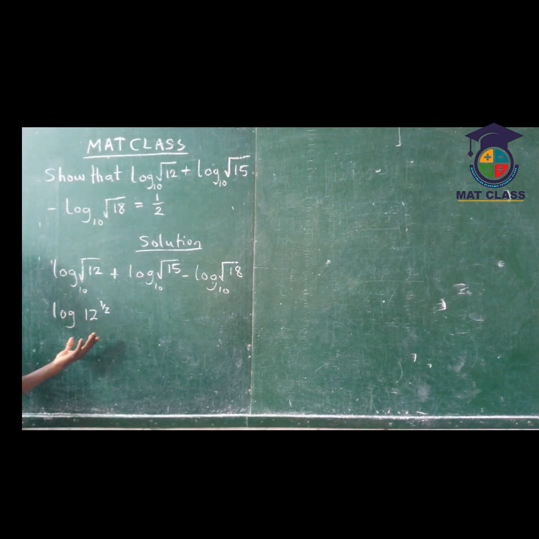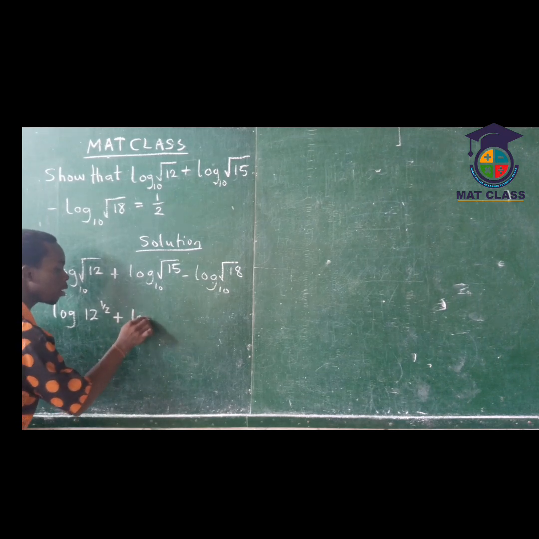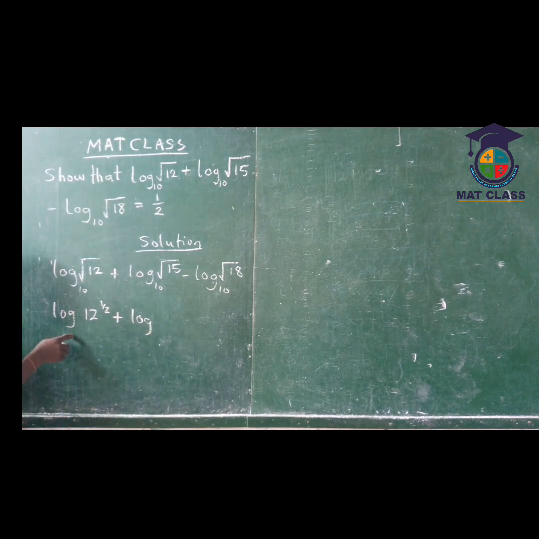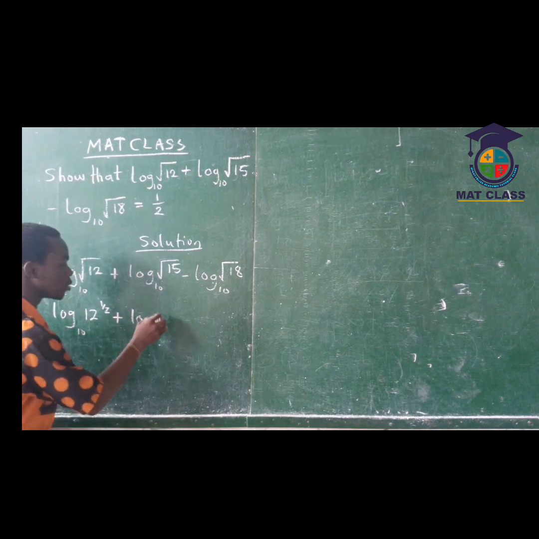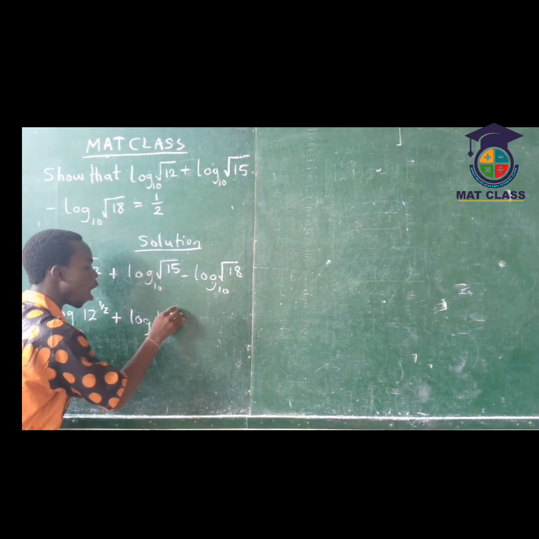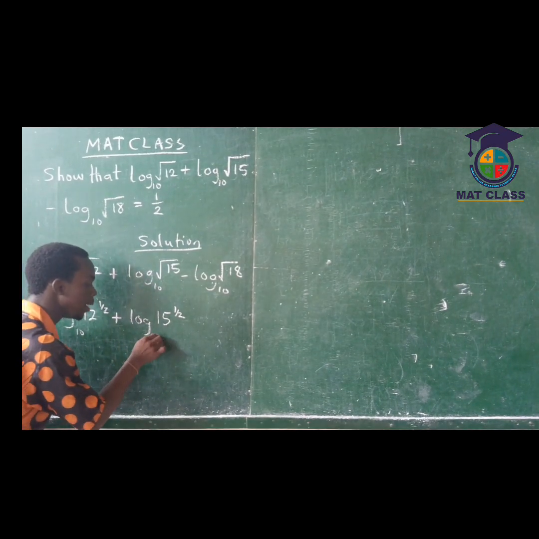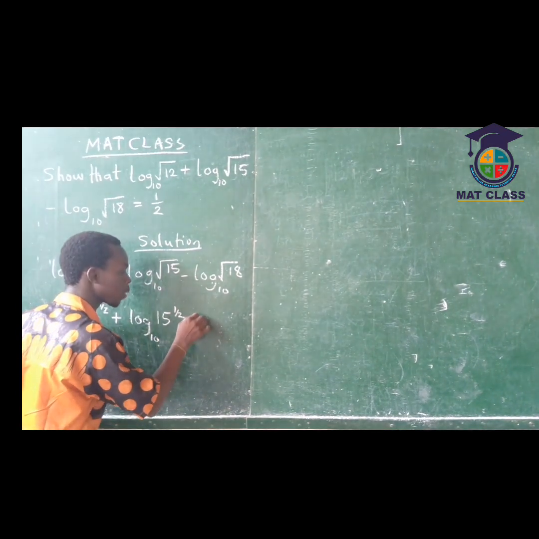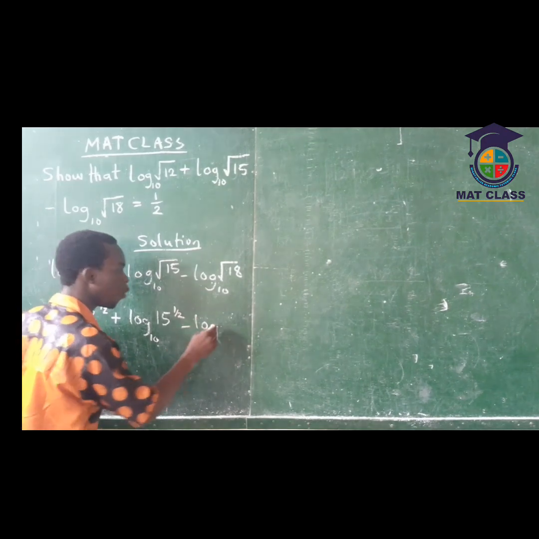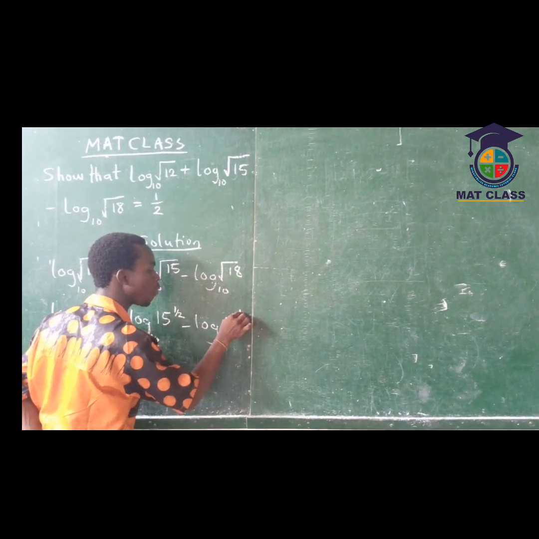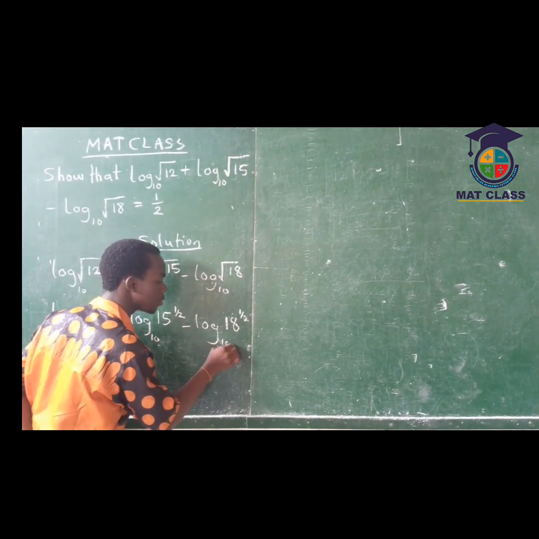Where did I get my 1/2 from? When you are dealing with square root, it's still the same thing as 1/2. Plus the log, don't forget your base, we are dealing with base 10, of 15 power of 1/2, which is the same thing as my square root, base 10, minus the log of 18 power of 1/2 base 10.